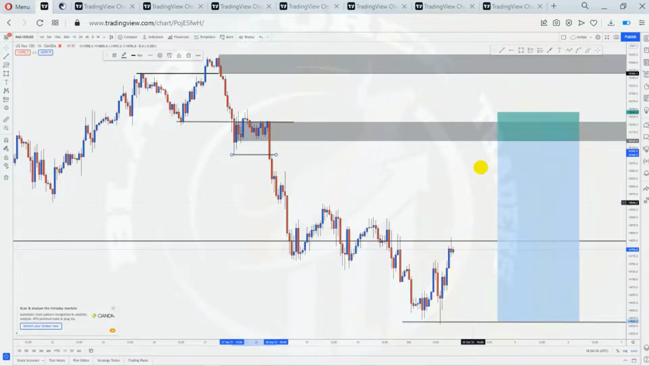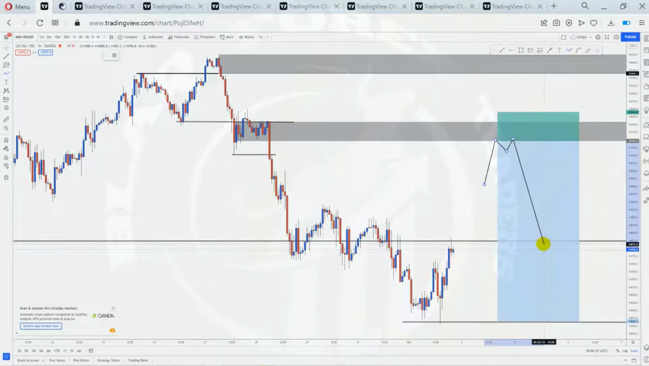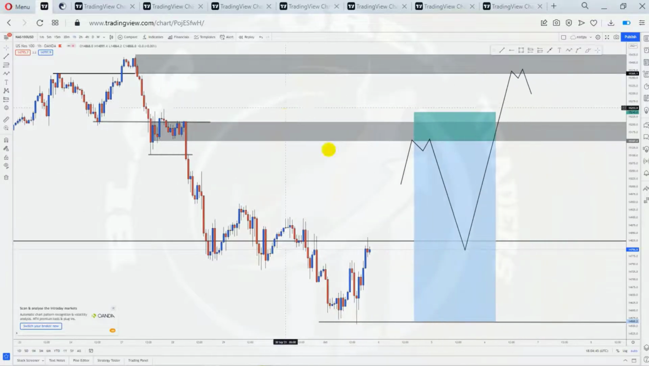Now the market is trying to push up to retest. If they break this one, this first supply zone, so this one here, they can just make something like this, come back to this level here, and then boom, go to the bigger supply, which is this one here. So this is more like the movement on Nasdaq. It will be something like this. So this is something you should be looking for.